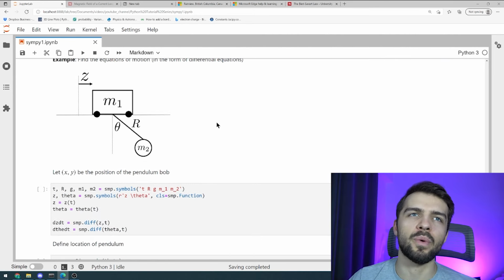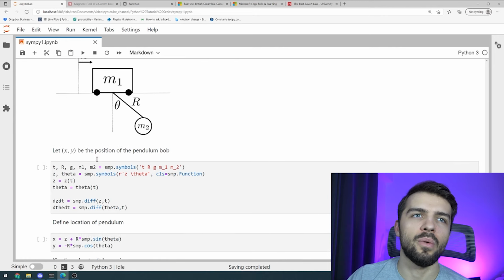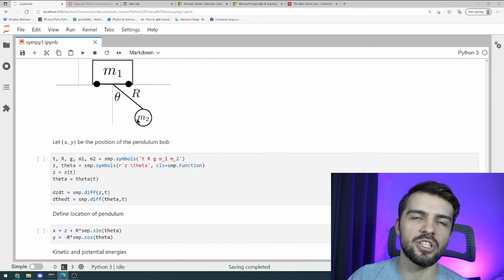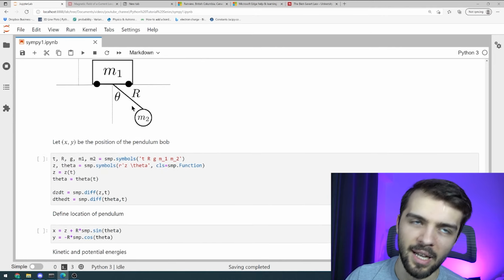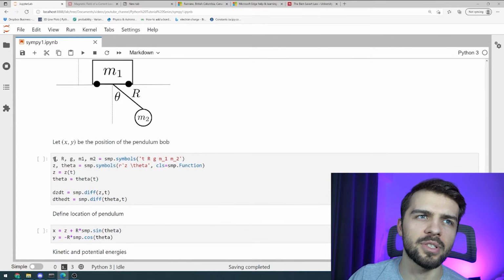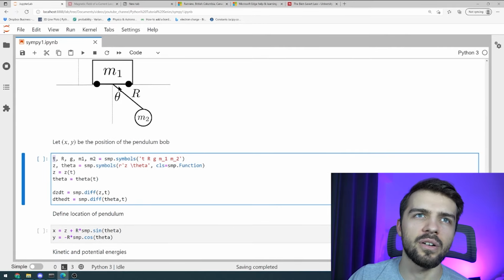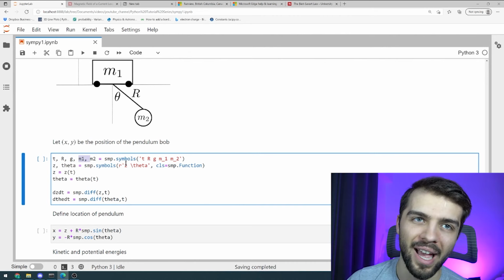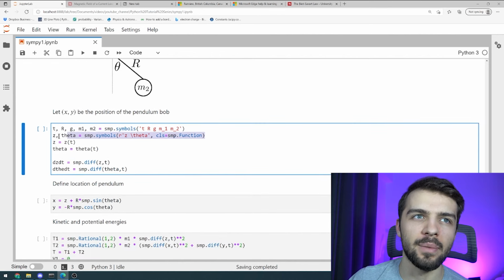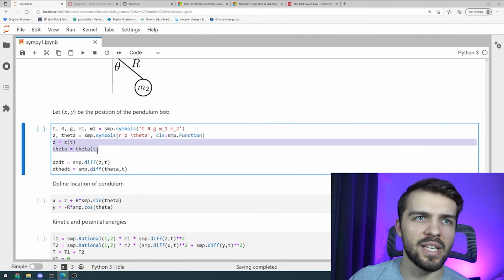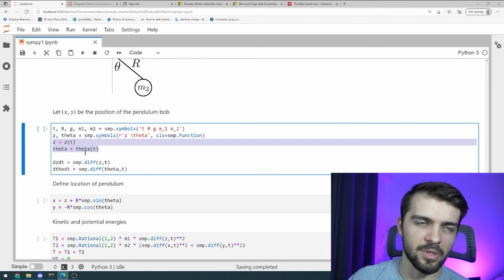So here I want to find what these equations of motion are. Well, I'm going to let x, y be the position of the pendulum bob for the time being. My variables here are t for time, r the length of the pendulum, g gravity, m1 and m2. I define these symbols. Z and theta for now are abstract functions in time, so I define them as functions: z equals z of t and theta equals theta of t.